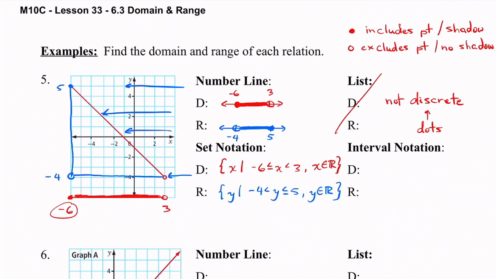So set notation's done. Now for interval notation. For interval notation, we went from -6 up to 3, and we included the -6. We have to have a solid bracket, but we didn't include the 3, so we have to have a round bracket. And then lastly, for our range, we went from -4 up to 5, and we included the 5 over there, so we got to have a solid bracket on the 5, but we didn't include the -4, so we got to have a round bracket on the -4.